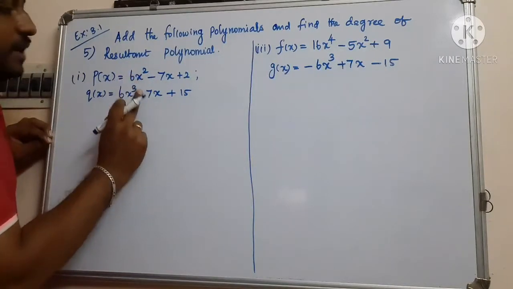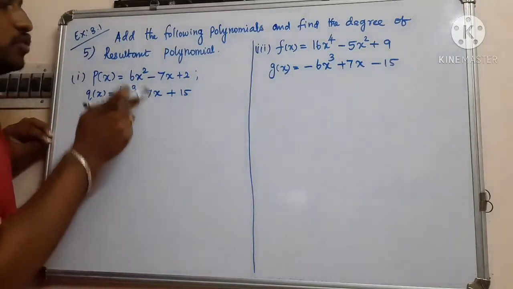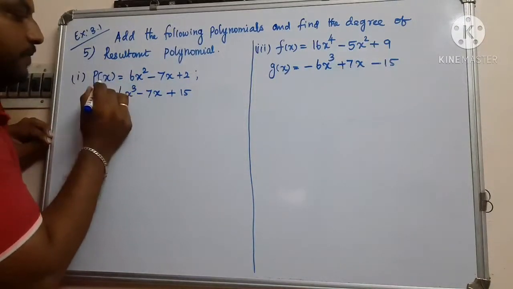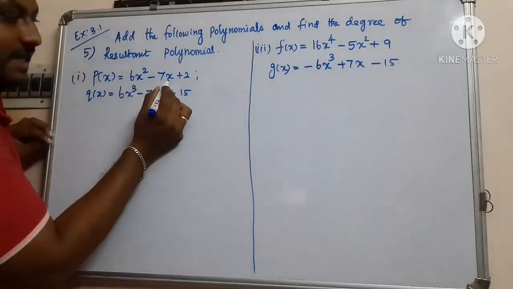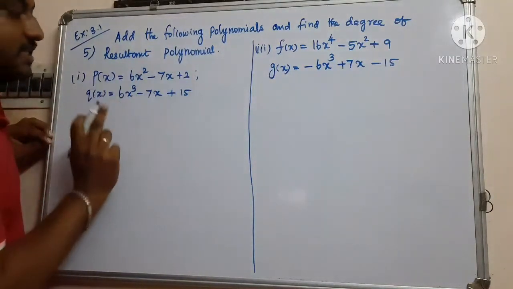If you have to add two polynomials, you have to look at the degree first. For p of x, the highest degree is 2, next is the x term and then the constant term, as in the standard order.